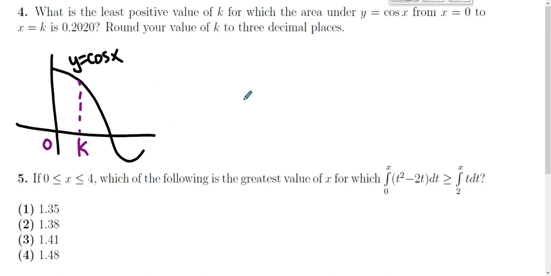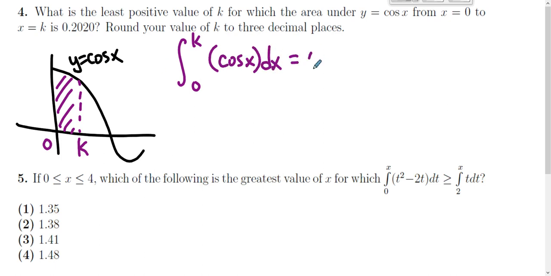There's one here, there's one here, there's one here, there's one every 2 pi the rest of the way because of how the cosine function behaves. So we want the first one. We want the least positive value of k. So how does this work? Well, we know that the integral from 0 to k of the cosine function is 0.2020. So how do we find this integral?